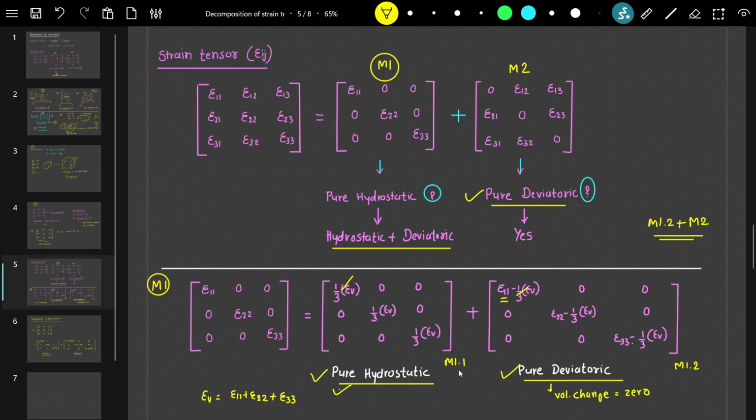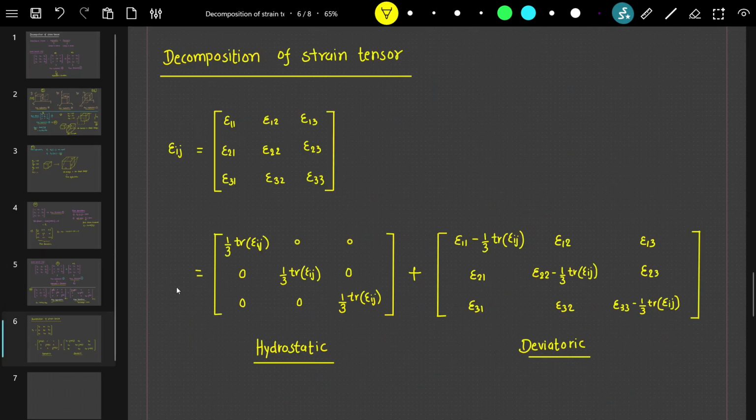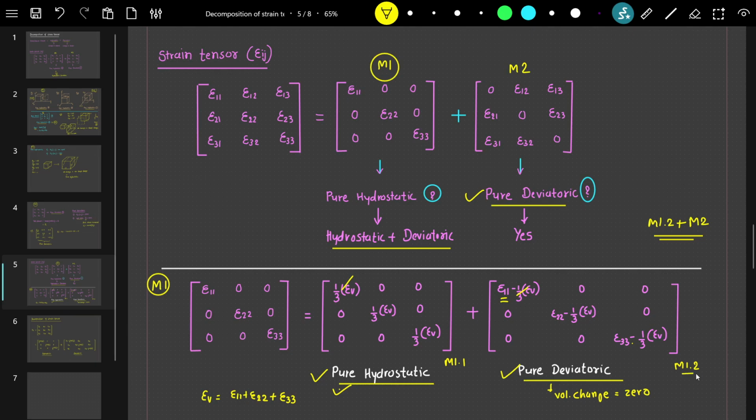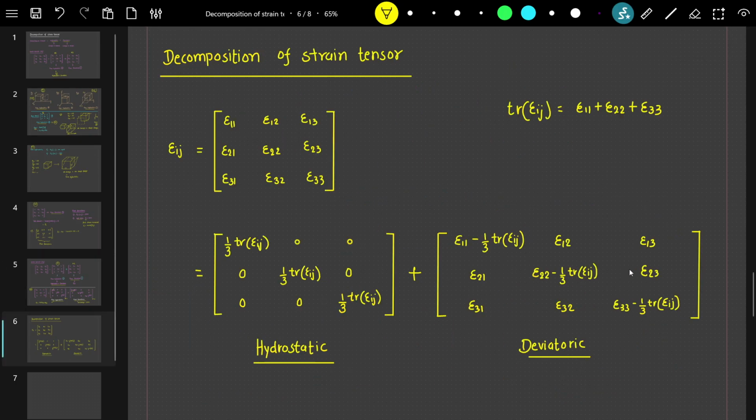This M1.1 is one third of epsilon V, which can also be said to be one third of the trace of that matrix. The trace of epsilon ij is epsilon 11 plus epsilon 22 plus epsilon 33. So this is my pure hydrostatic part, and M1.2 and M2 together are the pure deviatoric part. So my objective is achieved. Based on this, we will see the decomposition of the stress tensor in the next lecture.